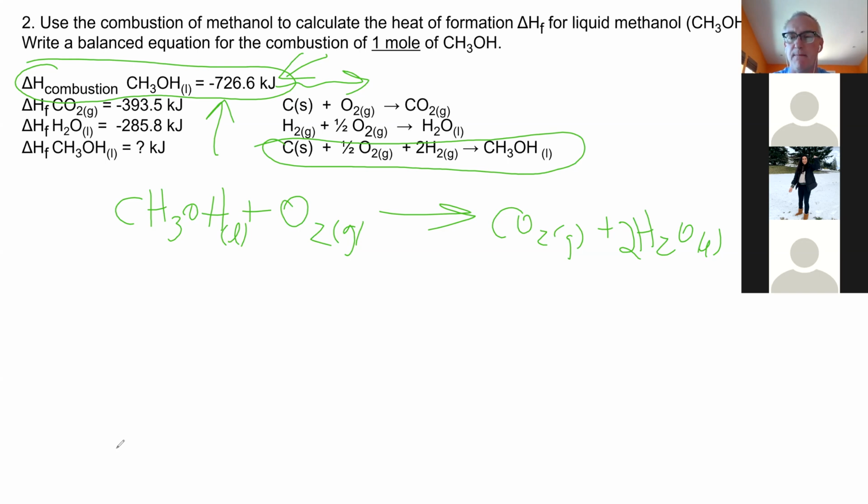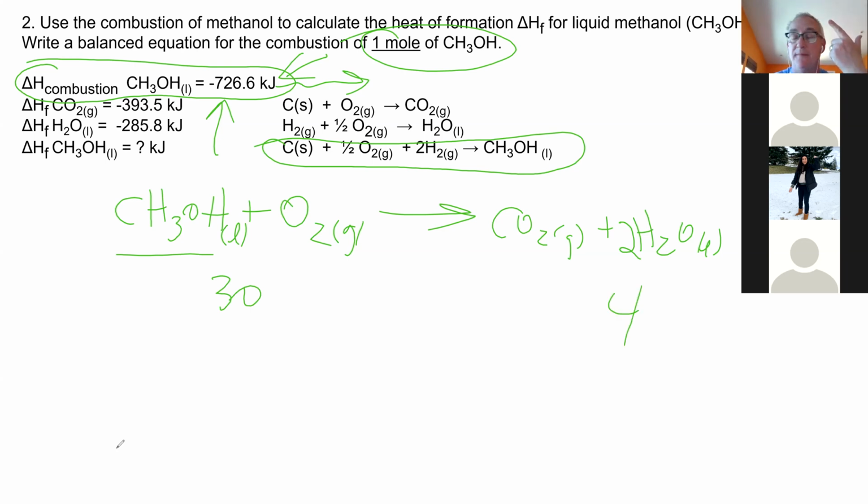But our oxygens are not balanced. So in this instance, we can put a half where we want because we are combusting exactly 1 mole of methanol. You see? So basically I can put whatever I want in front of the O2 to balance my oxygens. So how many oxygen atoms do we have as reactants? 3. There's 3 oxygens as reactants. And how many do we have as products? 4.